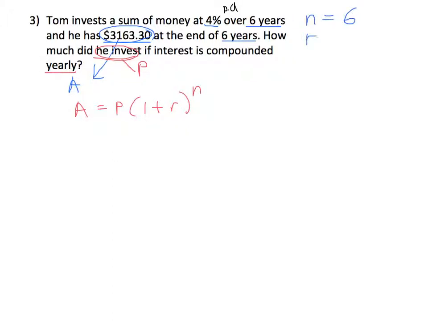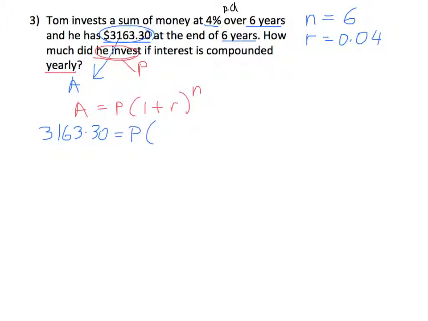N equals 6 and R equals 4%, or 0.04. So that means we don't have to change any of those because R and N are in terms of the compounding period. So what we need to do is substitute into this formula, and this time the question is asking us to find what P is. So they're giving us A is 3163.3. We need to find what P is.